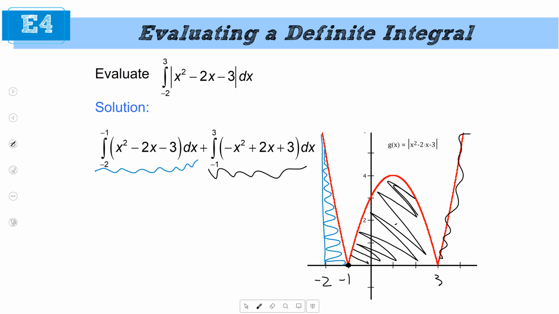The actual process of finding this antiderivative shouldn't be that difficult for you. -1/3 x cubed plus x squared plus 3x, plug in the numbers, you're good to go. Okay, but it's a concept, and more importantly, how to handle that, which is why I chose that problem.